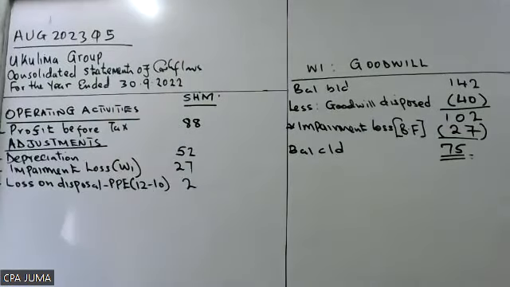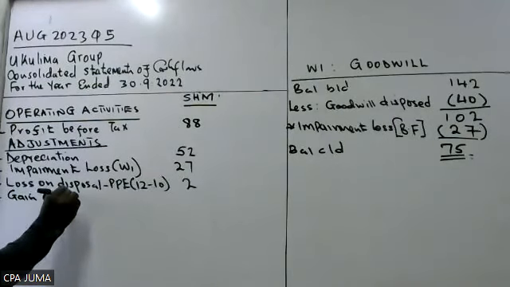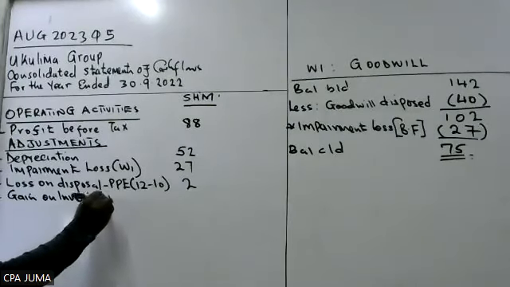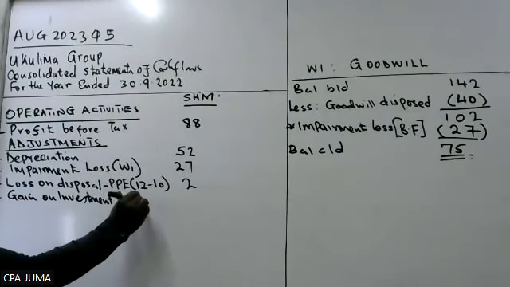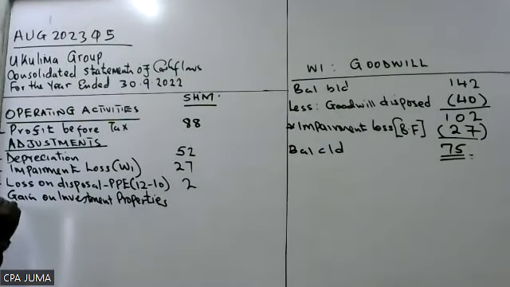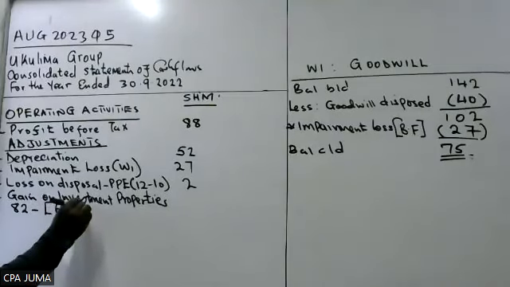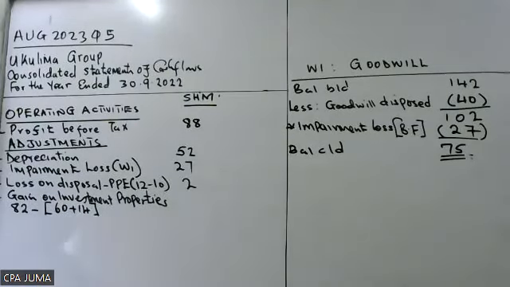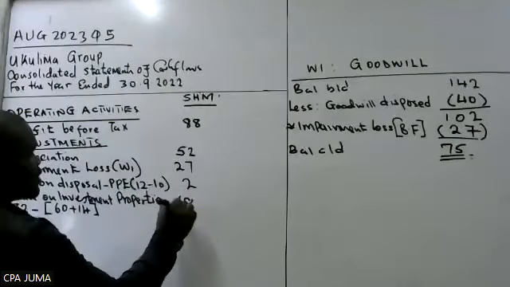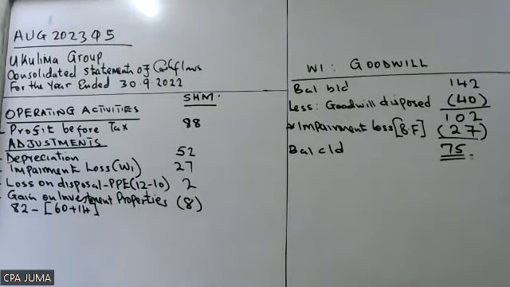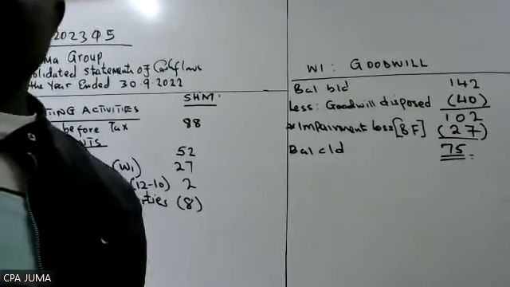So right here, gain on investment properties, that is 82 minus 60 plus 14. We started with 60, we topped up 14, but it increased to 82. So this is a gain of 8. But that one you subtract. It is not an operating income. So you have to subtract it out.